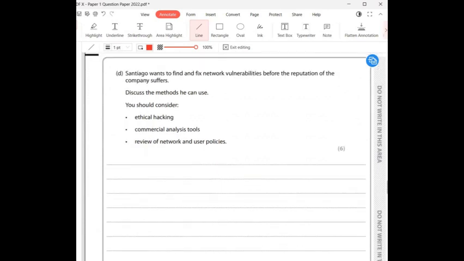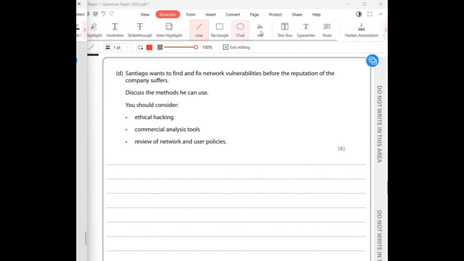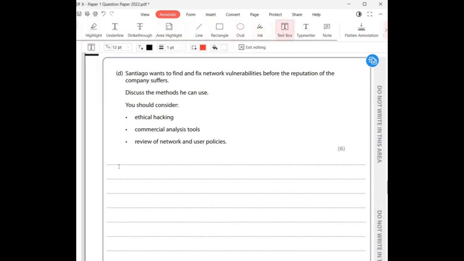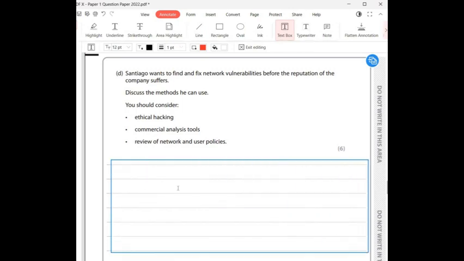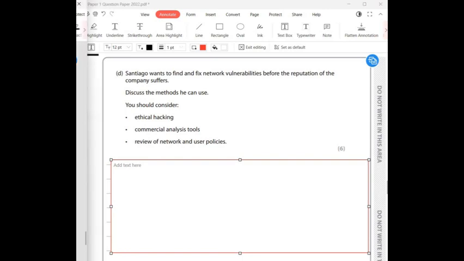Okay, so we've got: Santiago wants to find and fix the network vulnerabilities before the reputation of the company suffers. So we need to discuss methods he can use. Ethical hacking, commercial analysis tools, and review of network and user policies. So this one is an essay type question.